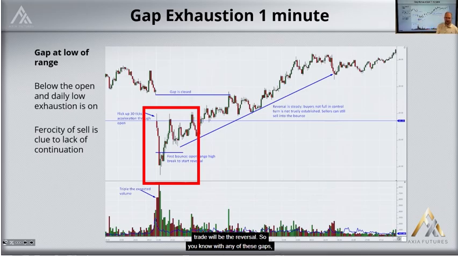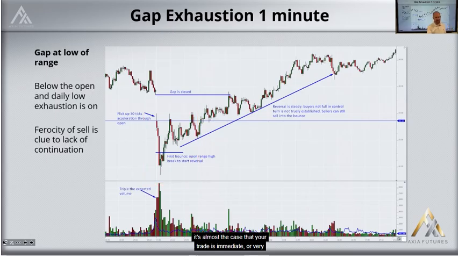So with any of these gaps, it's almost the case that your trade is immediate or very early in the day, followed then by reassessment. And if you don't get a large move straight away, then it's a question of playing out of that opening range. If you do get a large move straight away, then it's a question of can this be sustained? In this case, as soon as that first bounce resistance is found, breaks, you get the reversal very, very quick back up. And one of the key bits here is this ferocity of the sell. The speed with which it comes off, the panic with which it comes off is a massive clue to the inability of this to keep on going.